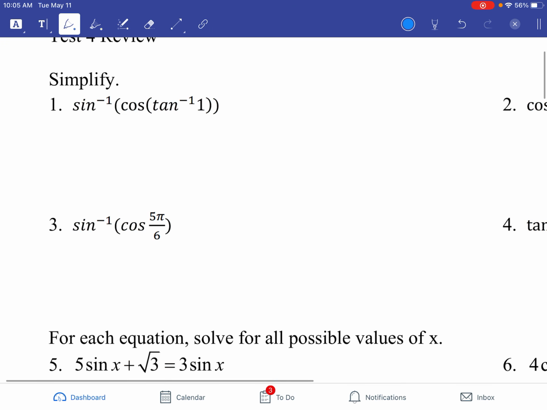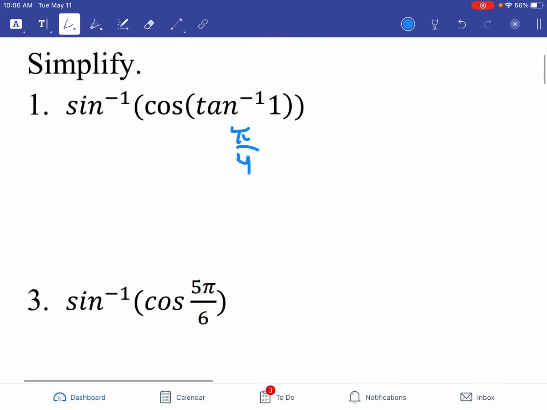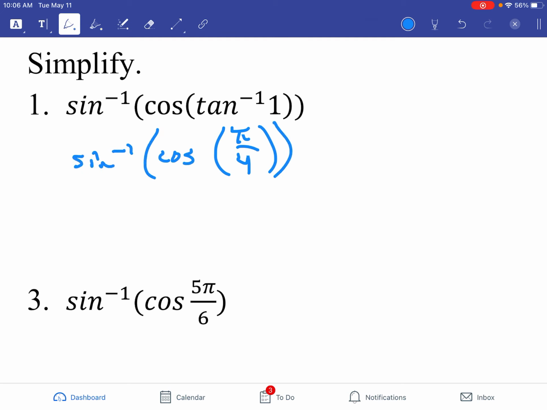All right, starting with our inverse trig functions, we're looking for the inverse tangent of 1. So for the inverse tangent, you're only looking at the right side of your unit circle. And because we're looking for positive 1, we're looking at the point that is root 2 over 2 divided by root 2 over 2, which is at pi over 4. Then we have to find the cosine and then the inverse sine of this problem.